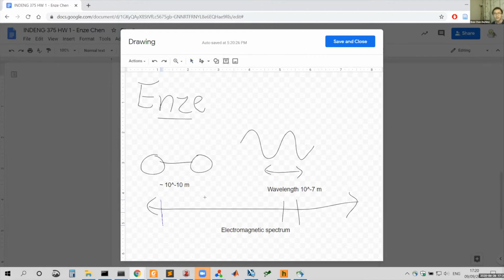In particular, there's a region of the electromagnetic spectrum that has X-rays, whose wavelengths are on the same order of magnitude as the interatomic separation. So in this class, we'll be looking at how X-ray diffraction can be used to study atomic structure.